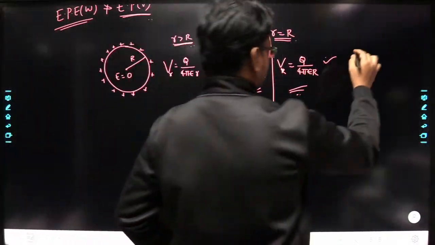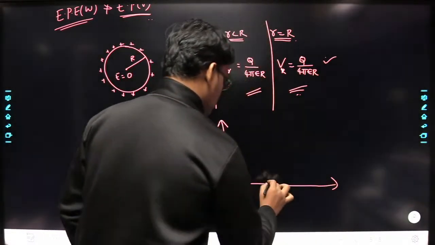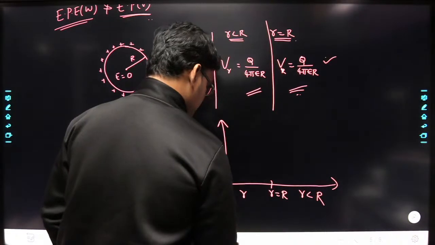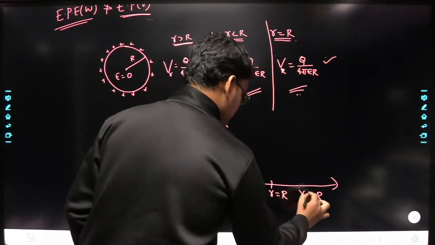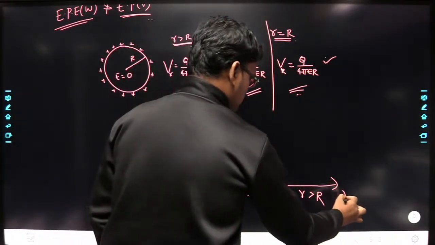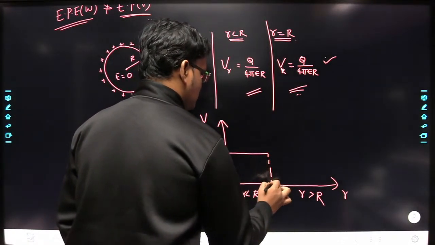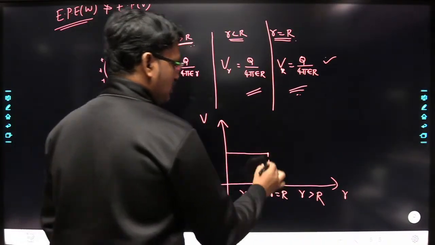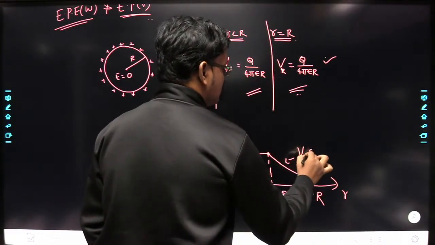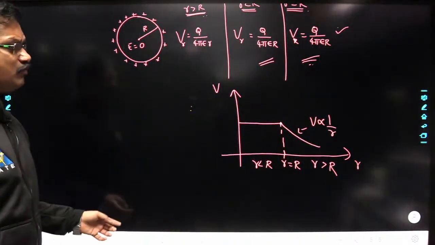So we got the graph here. We have drawn the graph also. This is for r equal to capital R, this is for r greater than capital R, and this is for r less than capital R. This is the potential along r. The potential inside the sphere is the same as the potential on the surface of the sphere. After that the potential is going to decay, as V is inversely proportional to r. Understood? So this is the graph we got here.